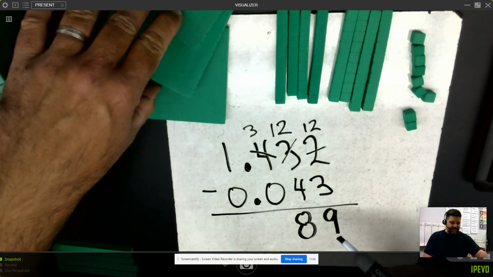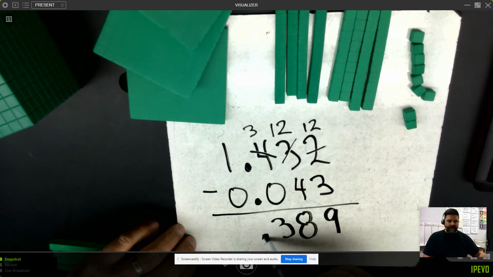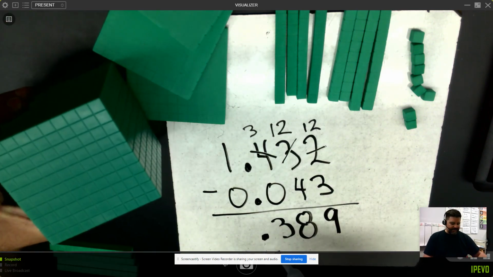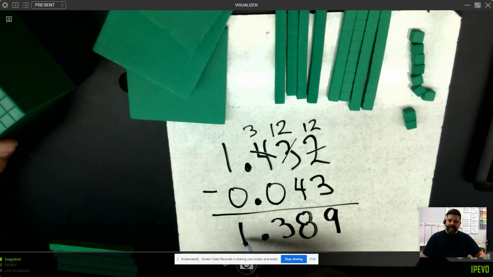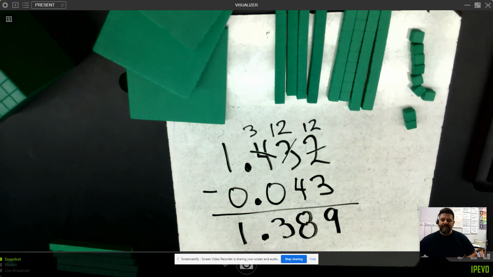I have 3/10ths I'm taking nothing from. Don't forget your decimal. And I have my one whole that I'm taking nothing from. My final difference is 1 and 389 thousandths.